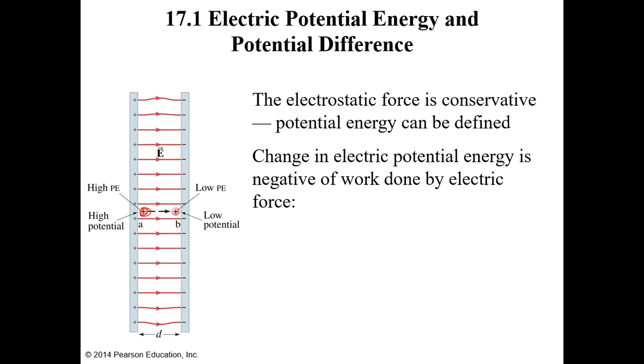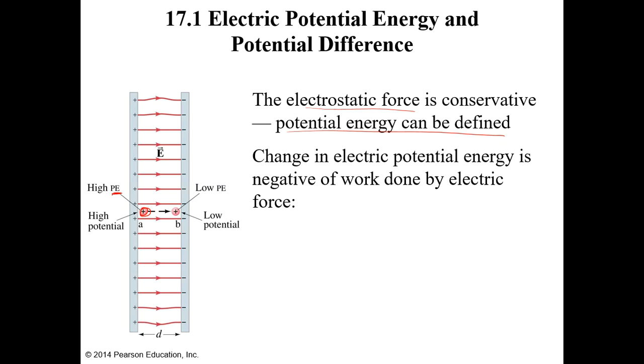Now, since you know that that's going to happen, that means that there is the potential of movement. Therefore, you have potential energy. Now, the electrostatic force, which we talked about in chapter 16, turns out to be a conservative force. And because of that, potential energy can actually be defined. Remember that potential energy is only something that comes from conservative forces.